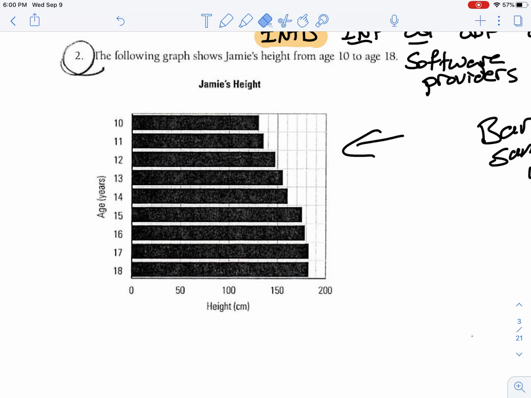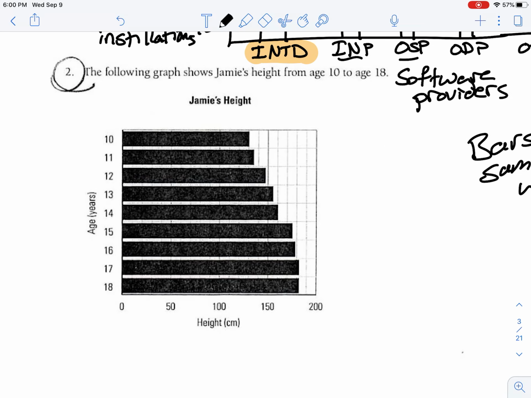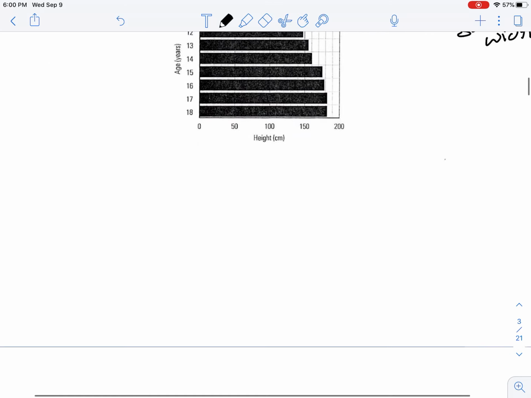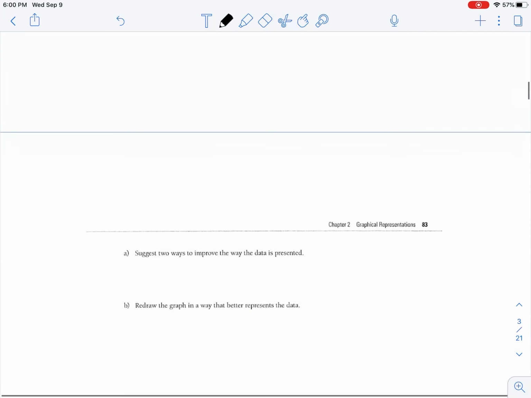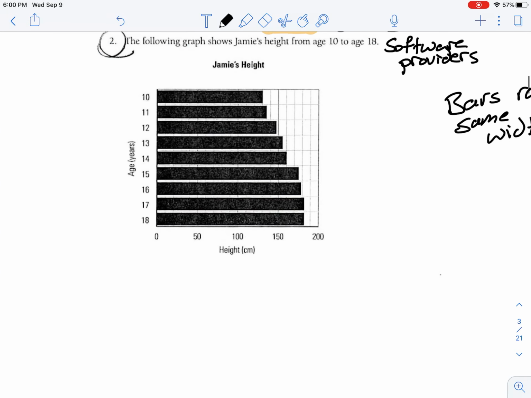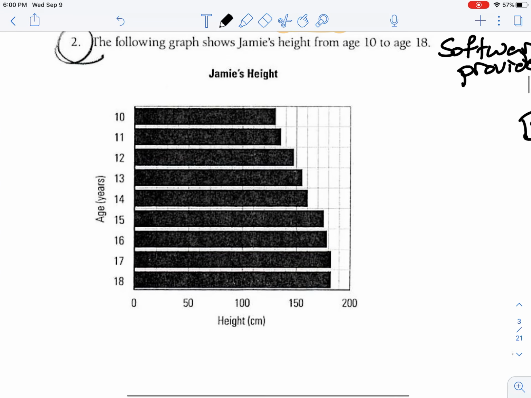Now let's look at number 2. So number 2 is a vertical bar graph. The following graph shows Jamie's height from age 10 to 18. So it looks like we have some questions on A here. So if we look at it, remember, always analyze your graph first. Okay, so we're talking about Jamie's height. There's the title. We have Jamie's height here. We have his age, and then we have his height down here.